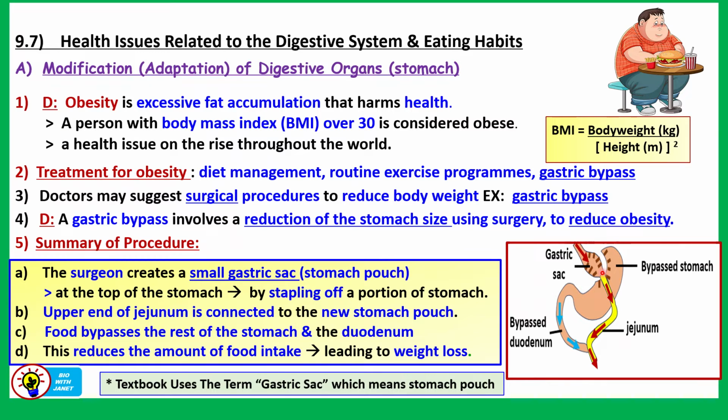So in this way, the food will bypass the stomach and the duodenum. Okay? There's still a small part of the stomach that will receive the food. So the bigger portion of the stomach is bypassed together with the duodenum. In this way, it will reduce the amount of food intake because the person will be eating less. He will feel full faster after just taking a little bit of food, as all the food will go into the gastric sac and then to the jejunum directly. So this will lead to weight loss.